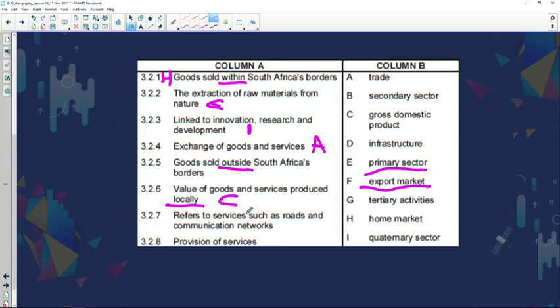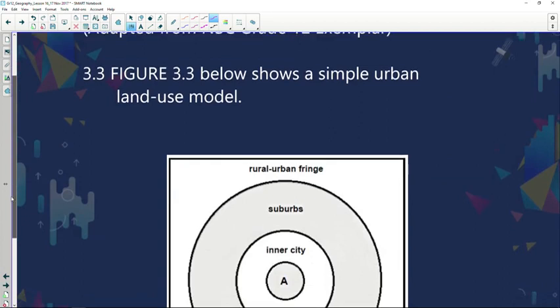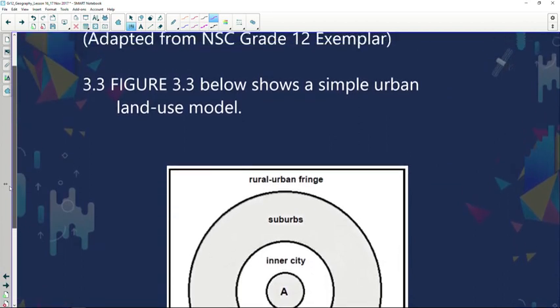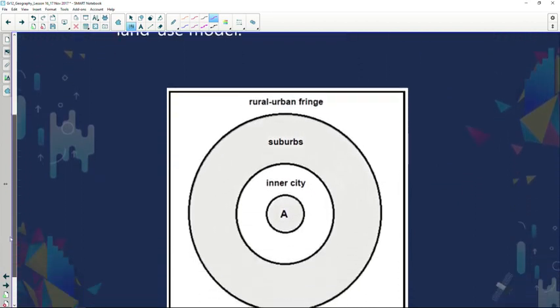3.2.7 refers to services such as roads and communication networks. The correct answer over there is infrastructure, D. And provisional services is tertiary activities, G. Okay, that's the short-based answers. Now if we quickly look at question 3.3, it shows a simple land use model.